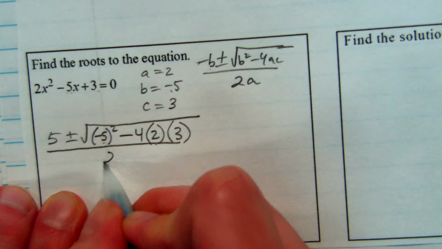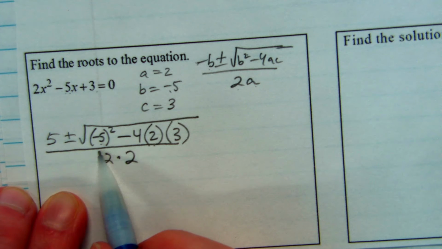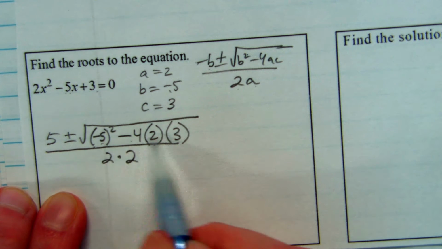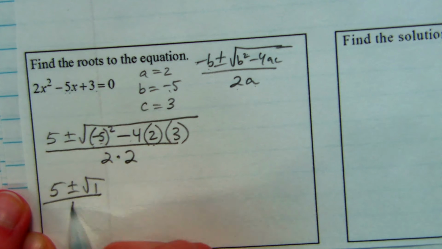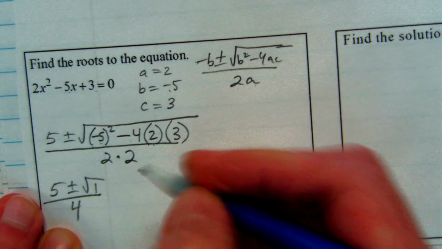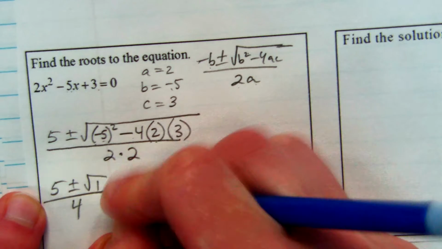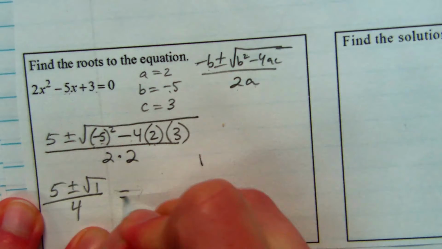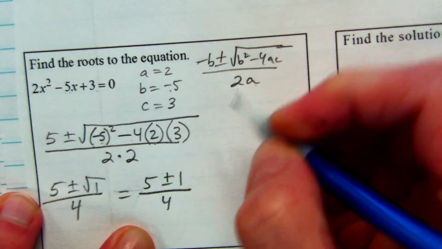And then I will have 2 times 2 on the bottom for the 2A. So I will get a different number in here. This will be 25 minus 24. So it's going to give me the square root of 1. And then this is over 4. I can just put an equal sign. So I'm going to have 5 plus or minus 1 over 4.